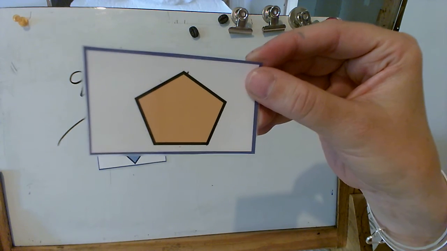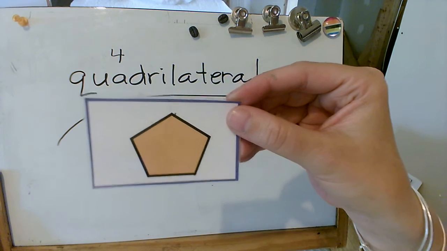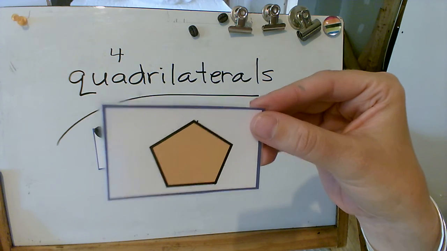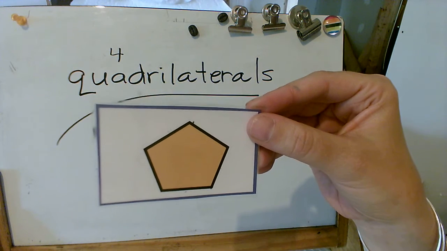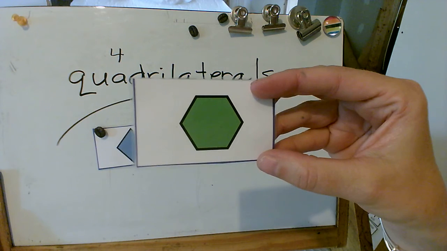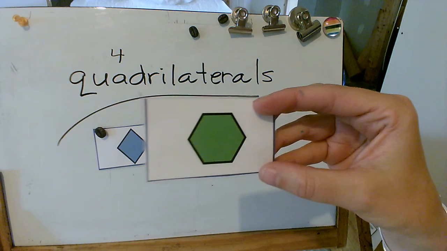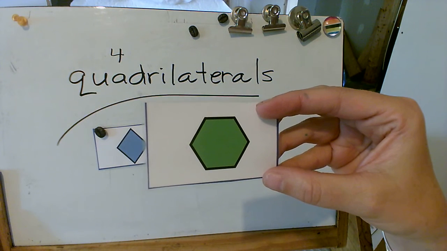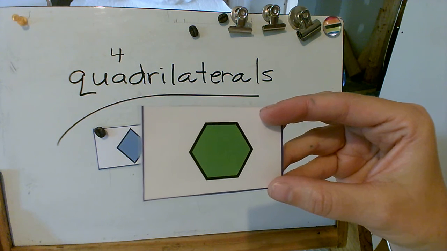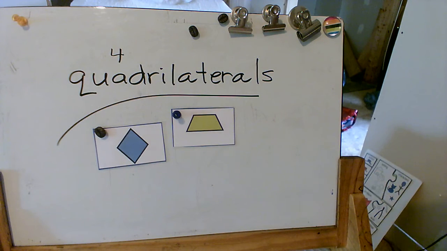How many sides does this shape have? 1, 2, 3, 4, 5. 5 sides. That means it's a pentagon. Is a pentagon a quadrilateral? No, it doesn't have 4 sides. Let's look at this one. This shape has 1, 2, 3, 4, 5, 6 sides. Is a 6-sided shape called a hexagon a quadrilateral? Nope. It has to have 4 sides.